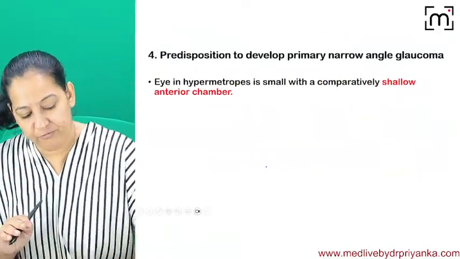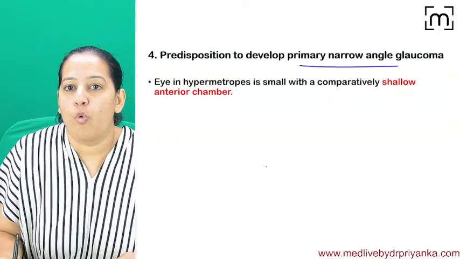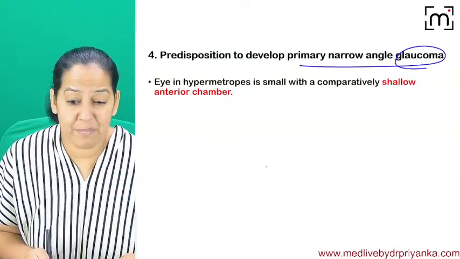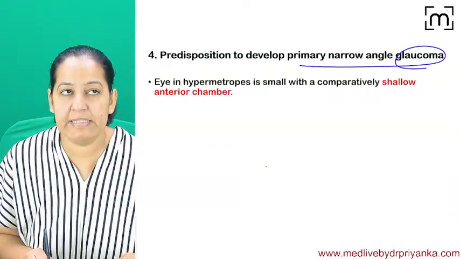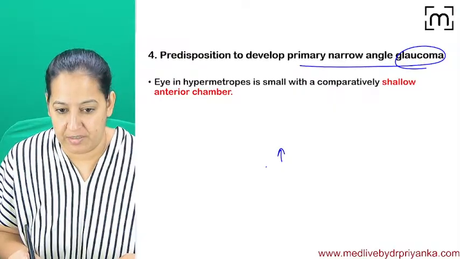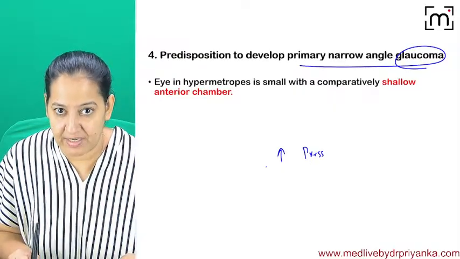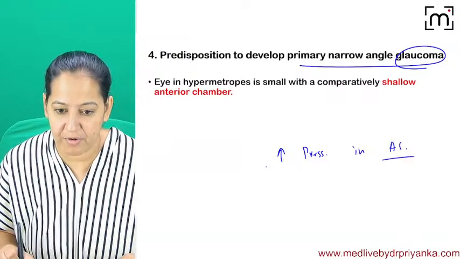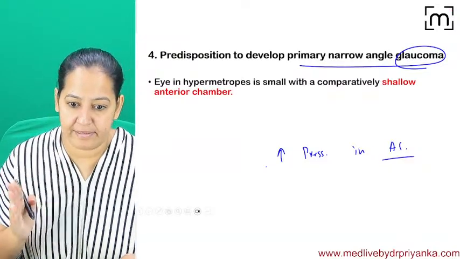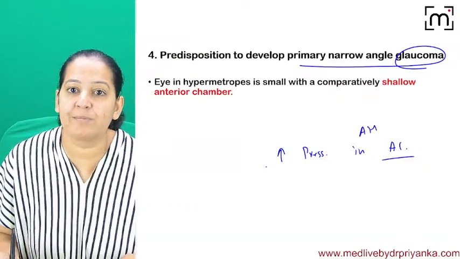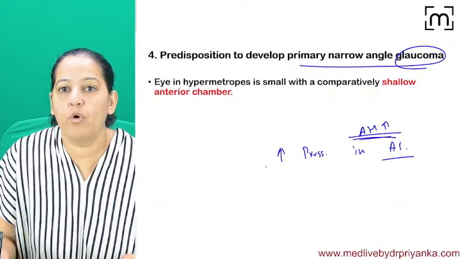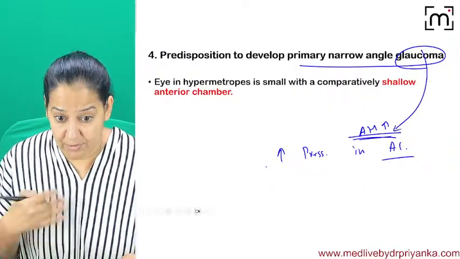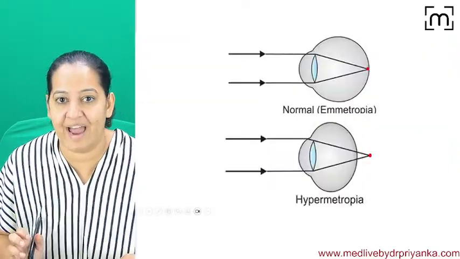Getting my point? The fourth complication is glaucoma. It can lead to glaucoma. You will say, what is glaucoma? Glaucoma is when there is increased intraocular pressure in the anterior chamber of the eye. You know what is the anterior chamber of the eye? The chamber between the cornea and the lens. If aqueous humor is more, it is going to lead to glaucoma. If aqueous humor is more, it will put more pressure in the anterior chamber.